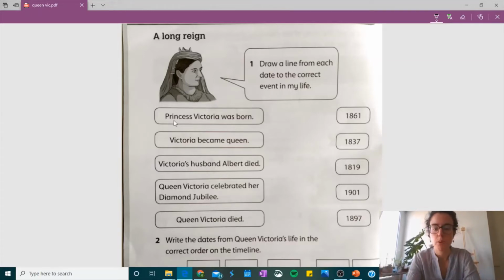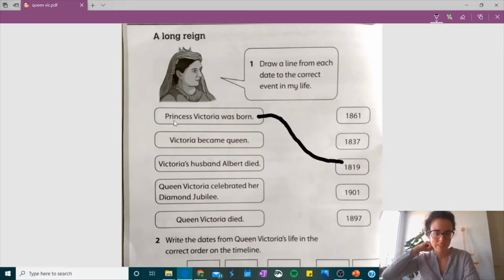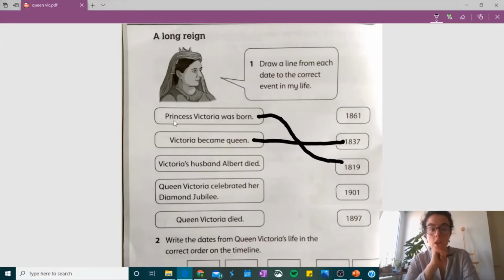That's right, she was born in 1819. Nice job. Now, when did she become the queen? When was Victoria the queen? She became the queen in 1837. In 1837.